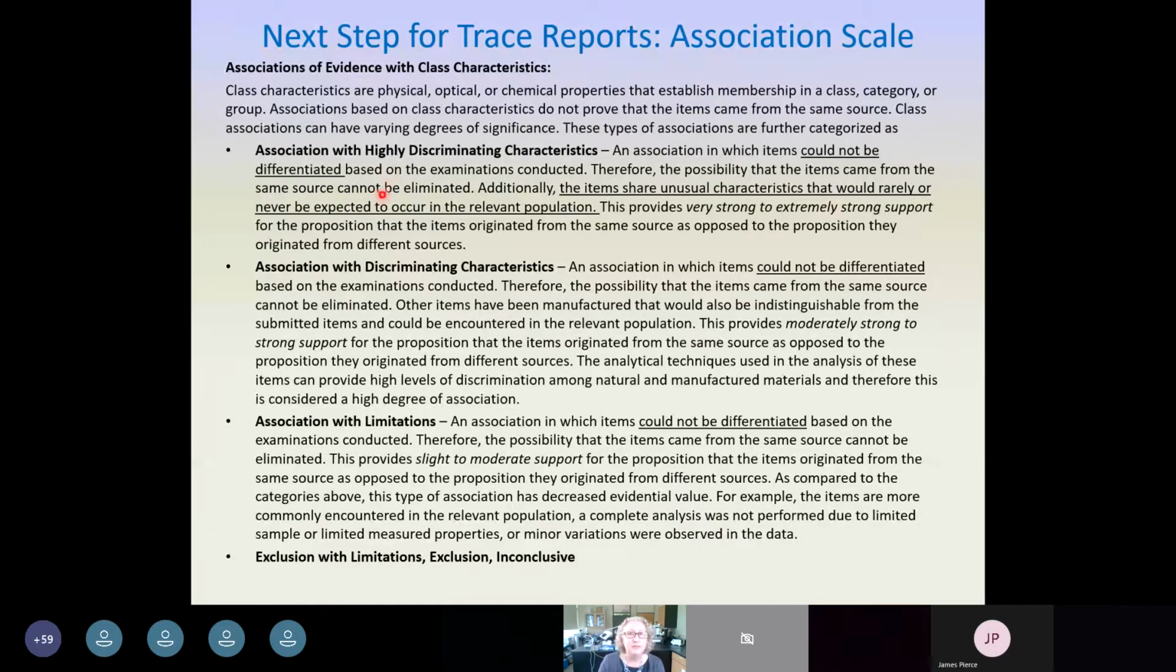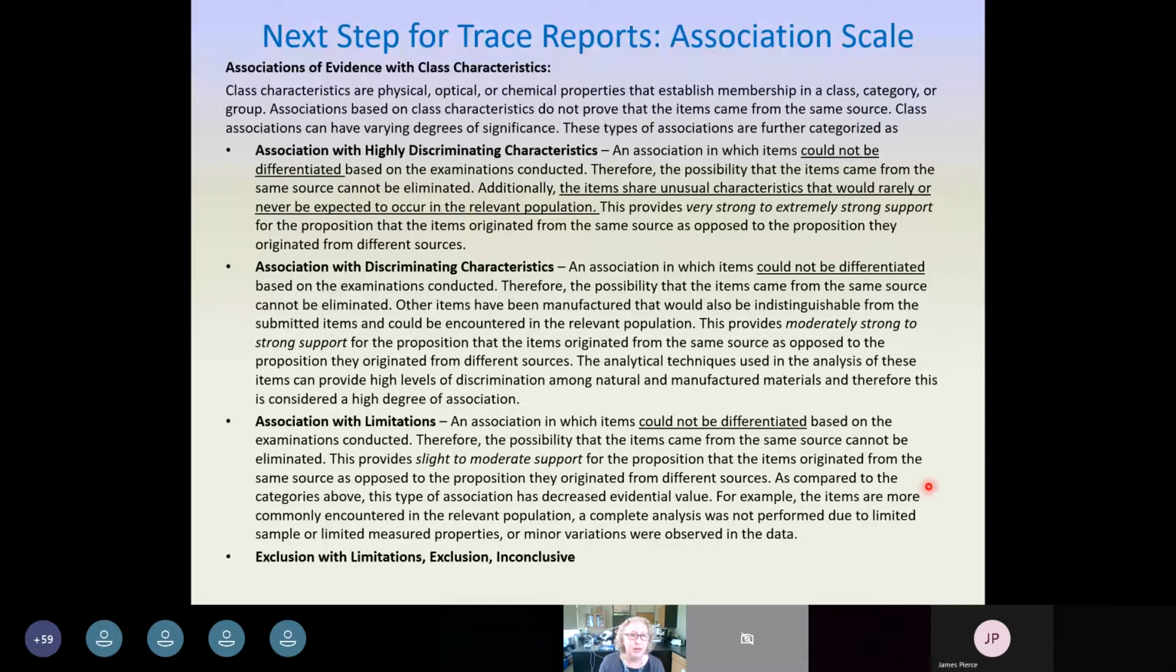Either we have something that is very unusual, and so association would be a stronger support for the idea that they originated from the same source, or it could be something that is only moderately strong or strong support because, yeah, they are indistinguishable, but we're not really sure how many of these same types of items are out there in the world. So we put it in the middle category.